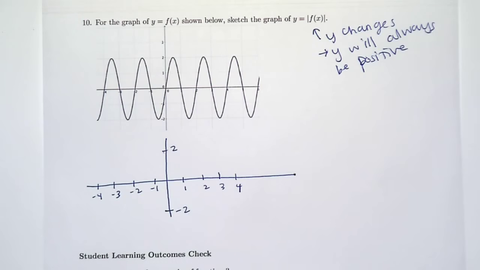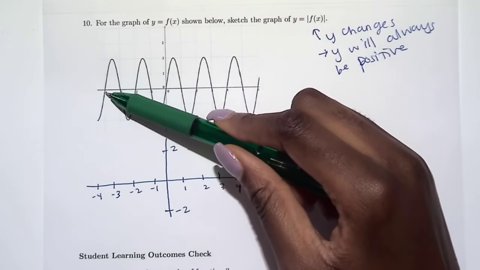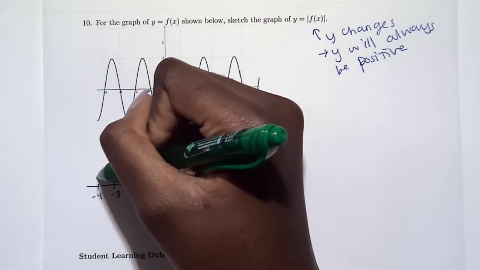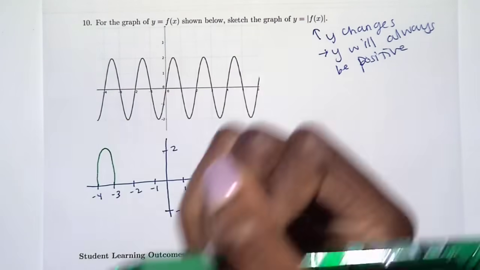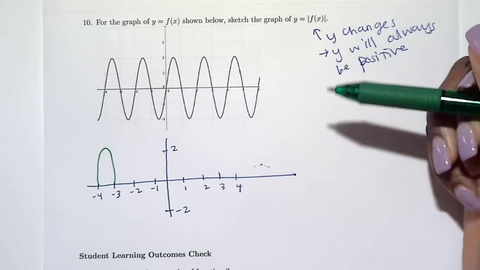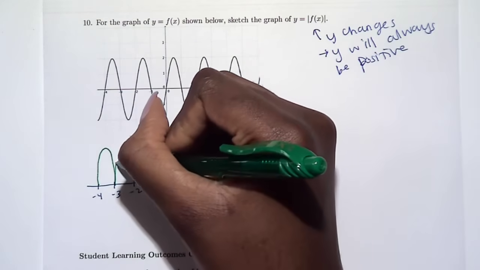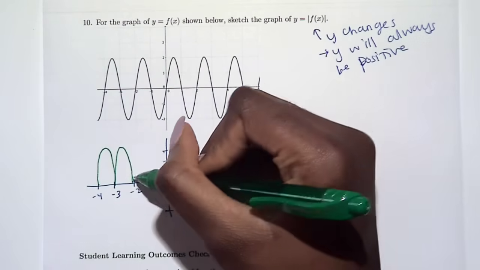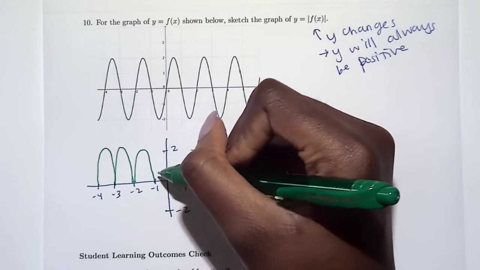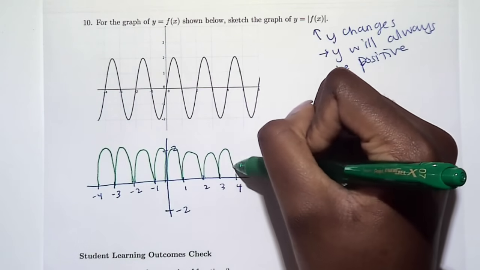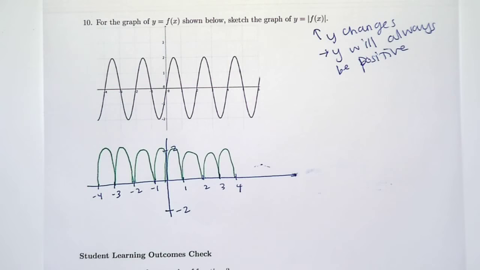Okay, so what happens with absolute value? So if it's positive, it stays the same. If it's negative, it just becomes positive. Okay, so here, if we start over here at -4, it's positive. So we're going to stay above the x-axis. All right, but then it goes down, but absolute value is going to make it positive. So we're going to stay above. So this graph looks the same, except all of the humps happen above the x-axis for positive y values instead of negative.